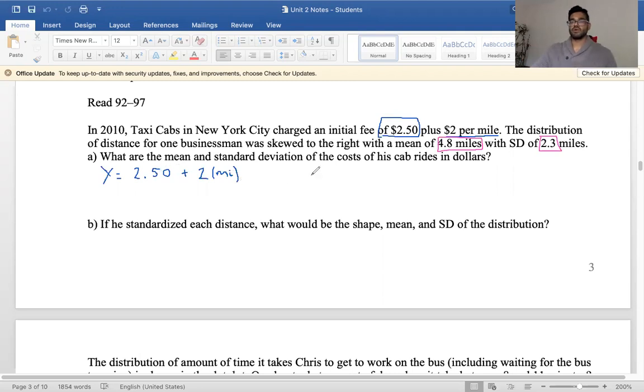Another way of putting that is, when I do this transformation, does addition impact the mean? If you think back to the video last time, it does impact the mean, so I get to add the 2.50 in addition to multiplying by 2. With the standard deviation, addition doesn't impact it. So you're going to multiply by 2, but you're not going to add 2.50.